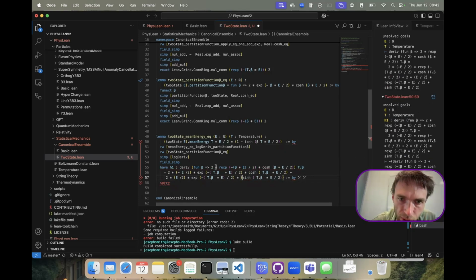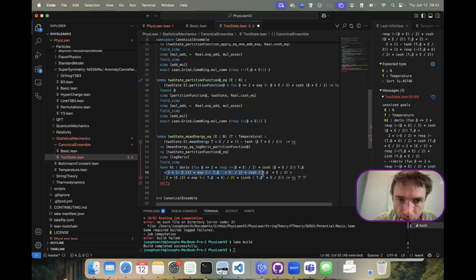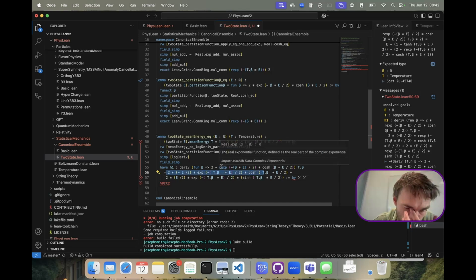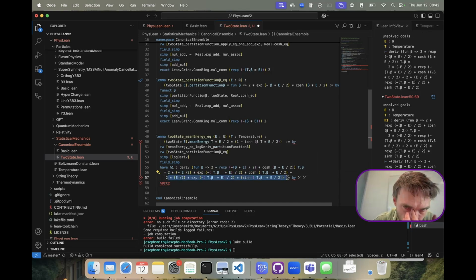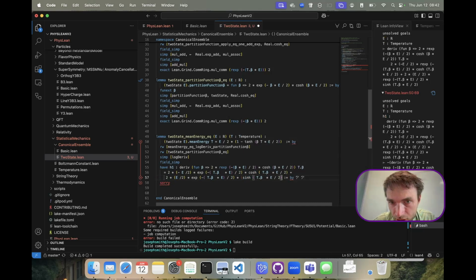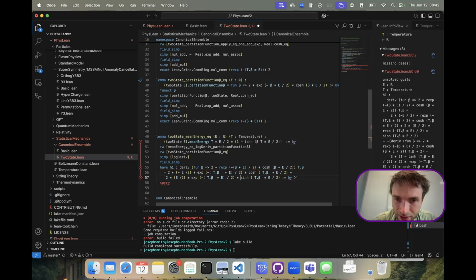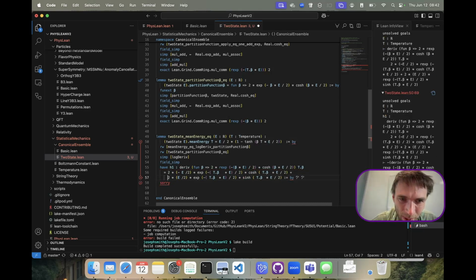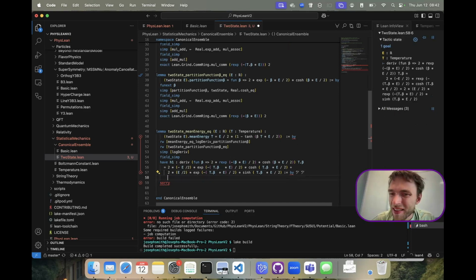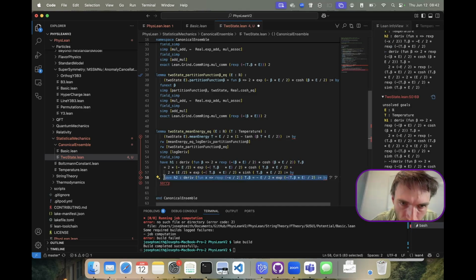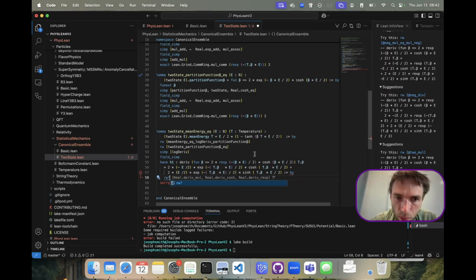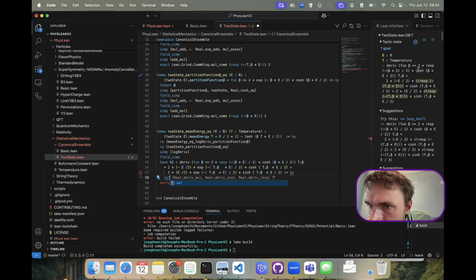Okay, so I think that is true. So this first term is derivative on the exponential, and the second term is derivative on the cosh, and the derivative of cosh is sinh. I can never say those words properly. Hopefully I'm not missing a minus sign. We'll find out if I'm missing a minus sign because we won't be able to prove it. But let's see how far we can go proving this result. So let's see what rewrite we can get.